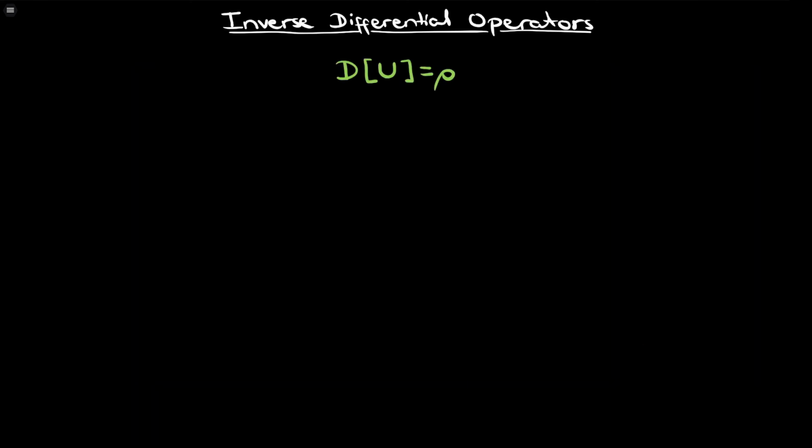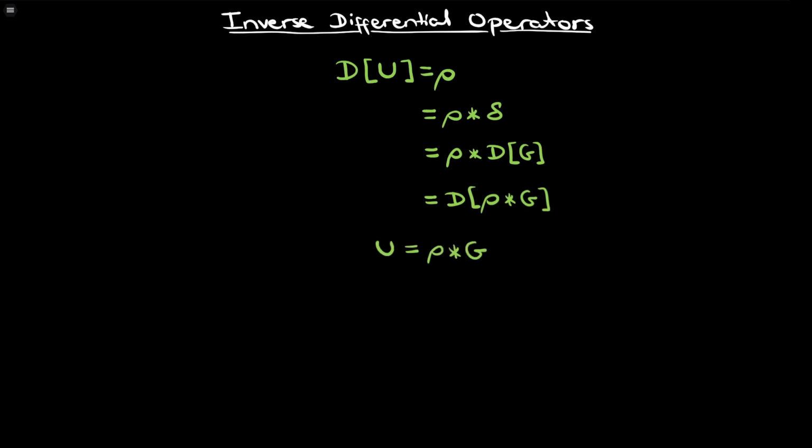And so, let's consider the general differential equation D acting on u equals rho, where D is a linear and translation invariant differential operator. Here, this differential equation may be in any number of variables. We can write rho as the convolution of rho and delta, and then write delta as D acting on the Green's function for that operator, g. Then, since D is translation invariant, we can pull it out of the convolution, and then conclude that u is equal to rho convolved with g. And this shows D inverse can be written as the convolution operator with convolution kernel g.